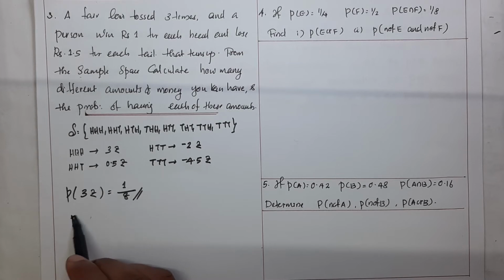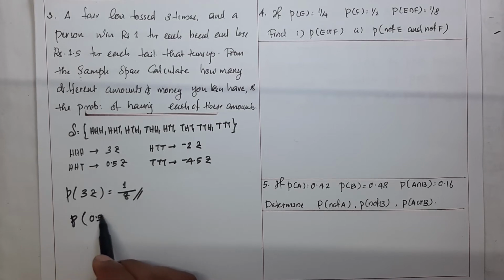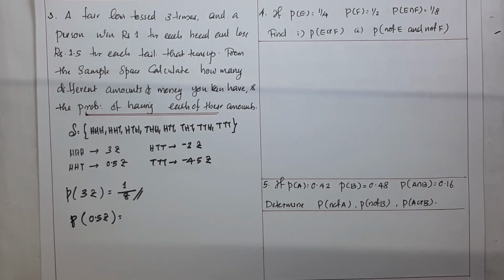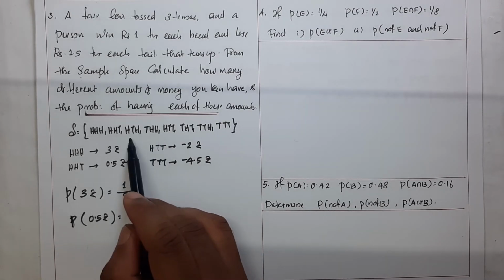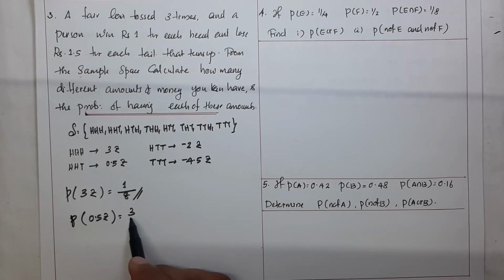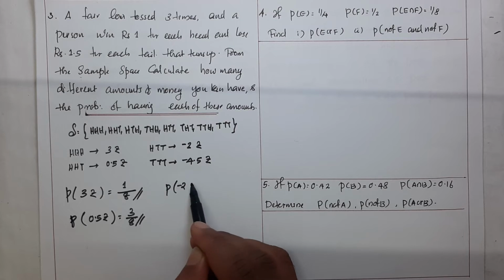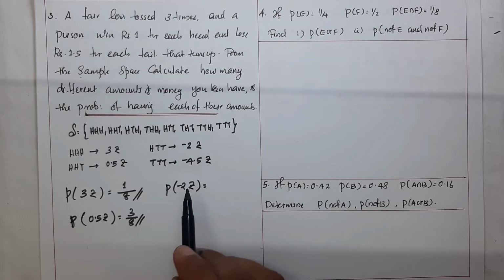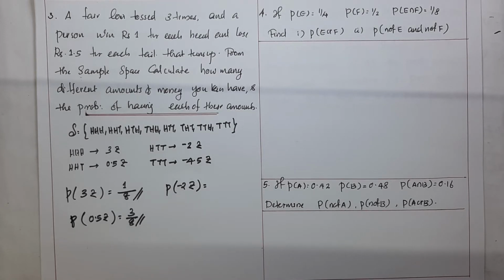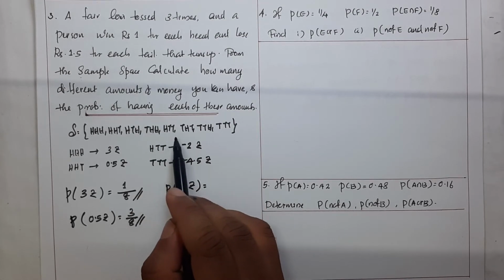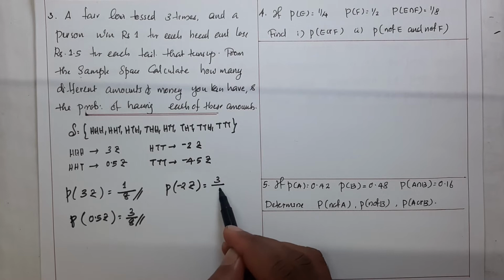Then the probability of 0.5 rupees. You have 0.5 rupees when 2 heads and 1 tail. 2 heads and 1 tail, total 3 elements, so 3 divided by 8. Then the probability of 2 rupees loss, that is minus 2 rupees. 2 rupees loss means 2 tails and 1 head. That is 3 elements which contain 2 tails and 1 head, and therefore the required probability is 3 divided by 8.